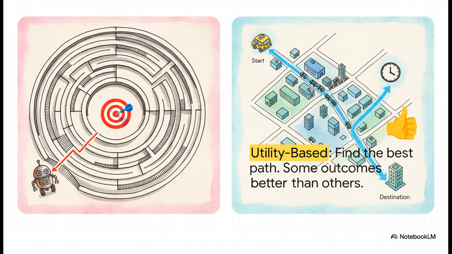But then you have the utility-based agent. This one's a lot smarter. It asks, okay, but what's the best way to get there? It's like a savvy taxi driver who's always weighing the trade-offs, speed versus traffic versus safety, to give you the absolute best ride.